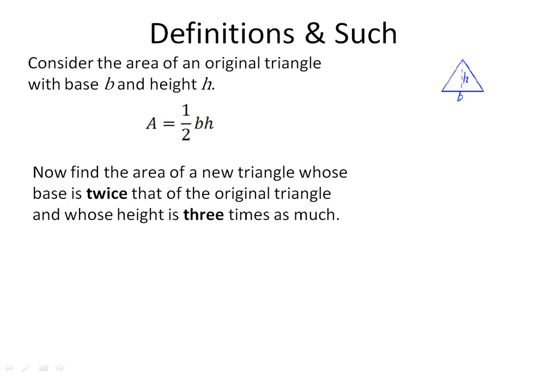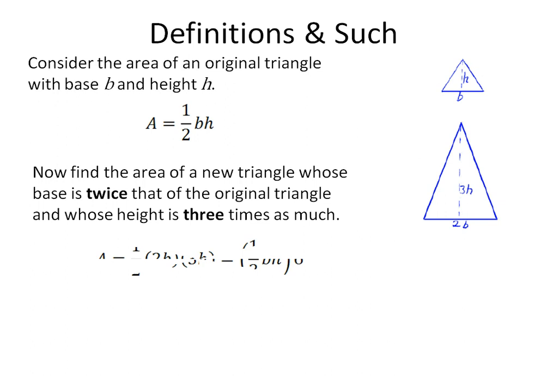First, we're going to draw a diagram of our information. We change the base by 2, so related to the first diagram it's 2b, and the height is changed by 3, so instead of h we have 3h. We're going to use our formula to help us with this. The area of the new triangle is equal to 1/2 of 2b times 3h, which is equal to 1/2 of bh times 6.